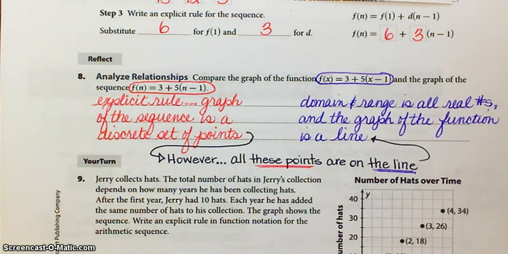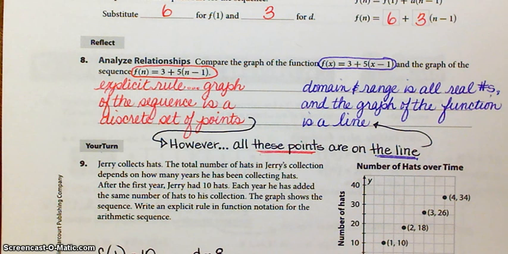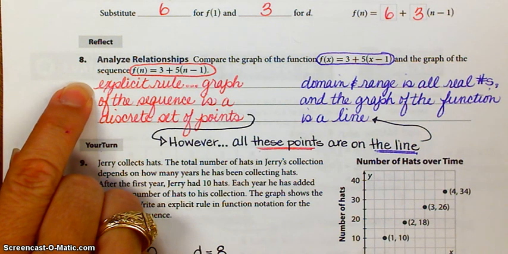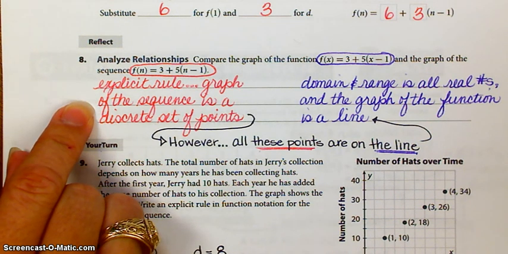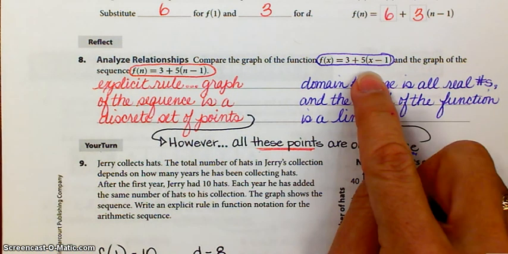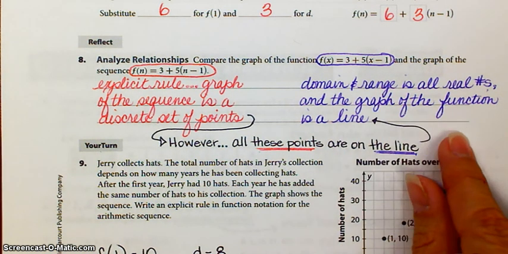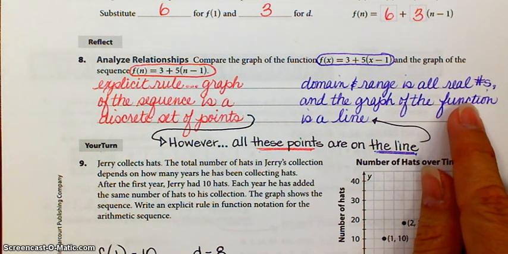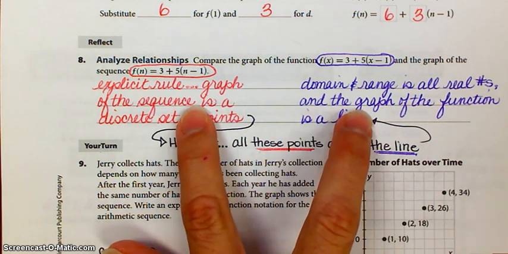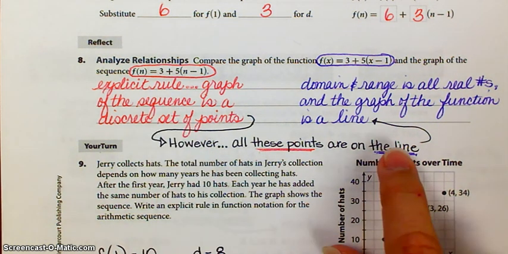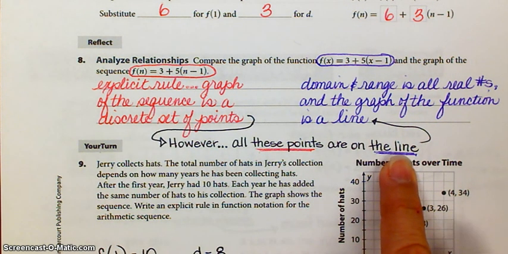Compare the graph of function f of x is equal to 3 plus 5 times x minus 1, and the graph of the sequence f of n is equal to 3 plus 5 times n minus 1. This one that I circled in red is an example following the explicit rule. And when I graph the sequence, it is a discrete set of points. Here, because they haven't stated a domain and range, we can assume that it is all real numbers, and the graph of that function is a line. Now, how are these two things related? Well, all of the points from the explicit rule would be on the line of the function.